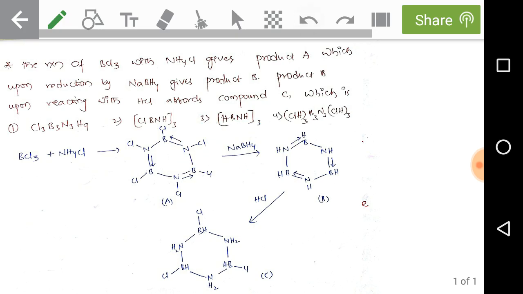Whenever it reacts with sodium borohydride, the reduction simply takes place by elimination of chlorine. Just observe, and then in the final step, whenever it reacts with HCl, nitrogen gets H plus and boron gets Cl minus.